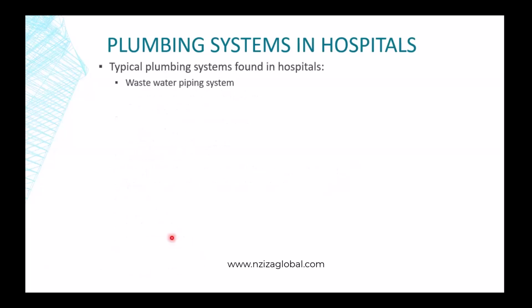Next, talking about the different types of codes that you can refer to while designing these systems. For the wastewater piping system, you can base it on the International Plumbing Code, specifically talking about Section 7 and Table 709. We'll go through this as well.